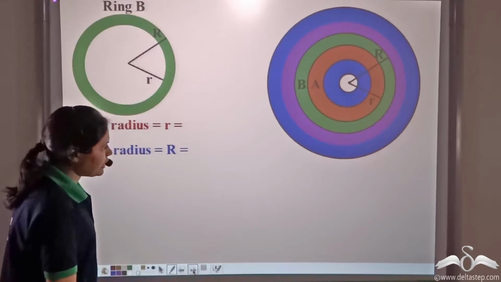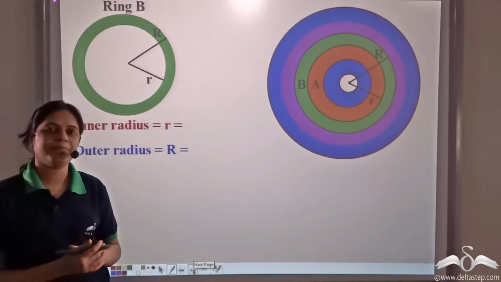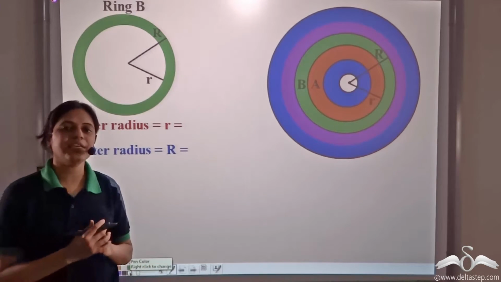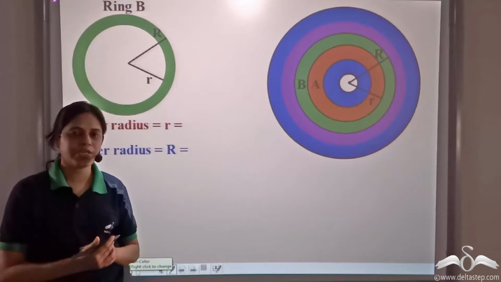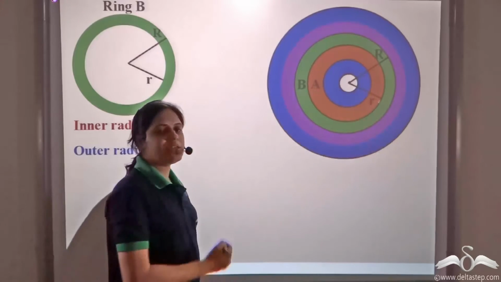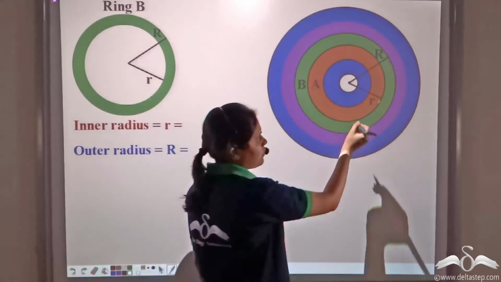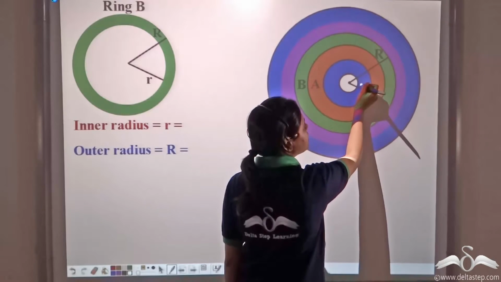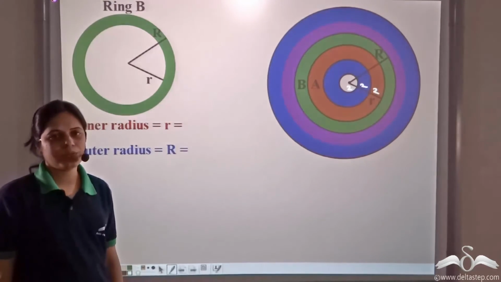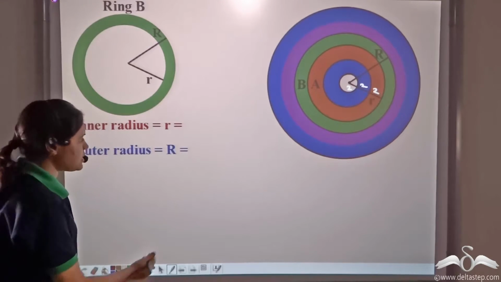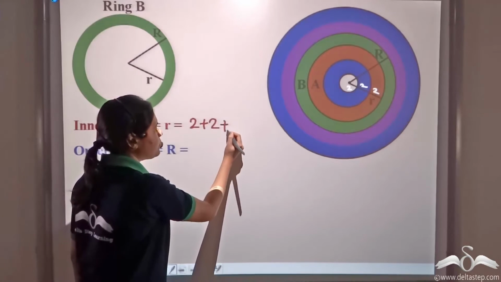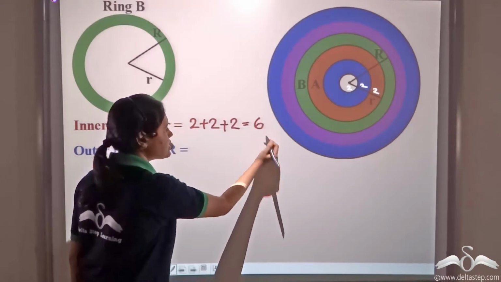Now let us calculate the area of ring B. Again, for ring B, let us find the inner radius and the outer radius. So this small r is the inner radius. We know this is 2, this is 2, and the radius of the innermost circle is 2. So the inner radius for ring B is 2 plus 2 plus 2, which is equal to 6.